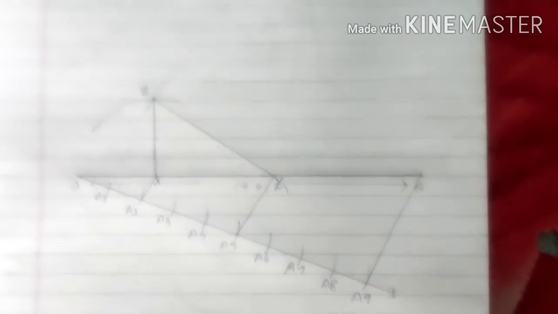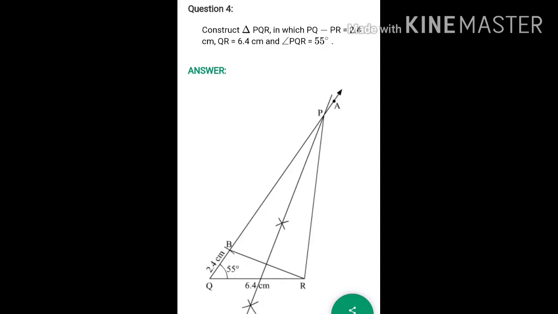Okay. Problem set 4, question number 4, the last question. Construct triangle PQR in which PQ minus PR is 2.5 cm, QR is 6.4 cm, angle PQR is 55 degree. We have to construct this triangle. This question is the same as practice set 4.2. Observe the steps of practice set 4.2 and construct this triangle. This is also homework for you.